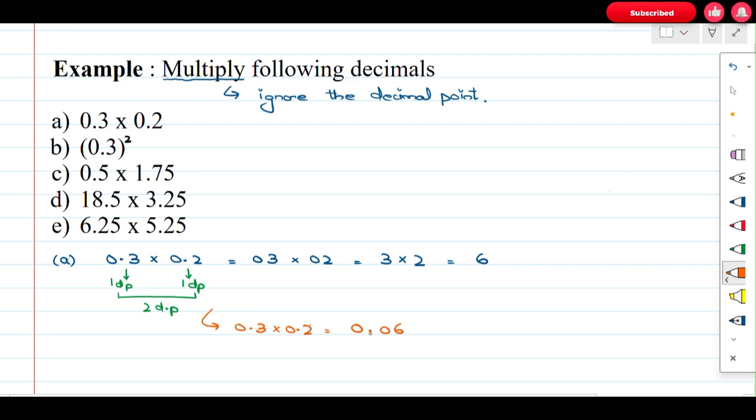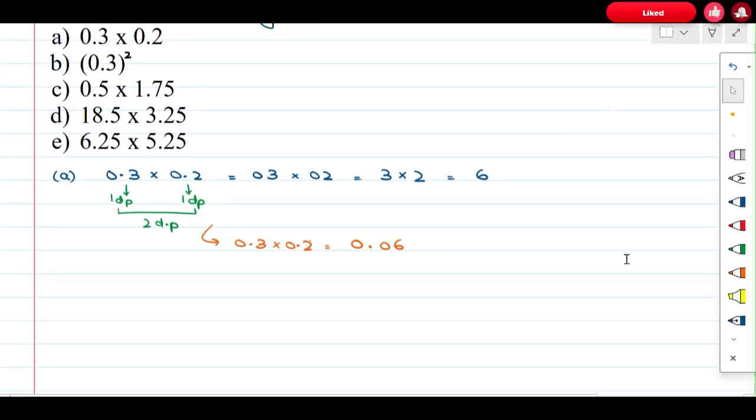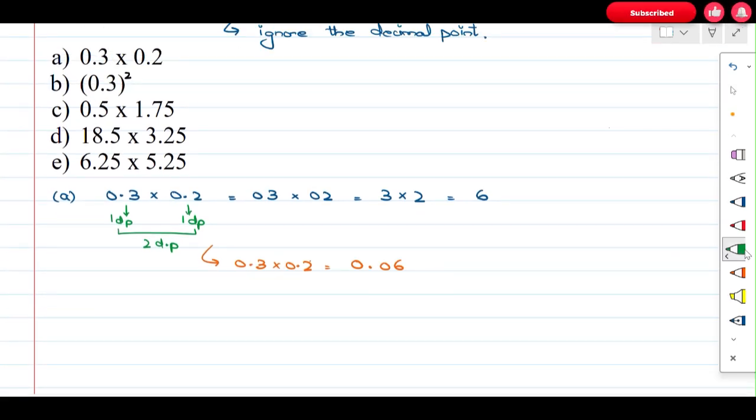So the answer is 0.06, two decimal places. After the decimal point there should be two digits. So this is how we do the multiplication. For part B, if you have numbers with a square, such type of numbers, right?